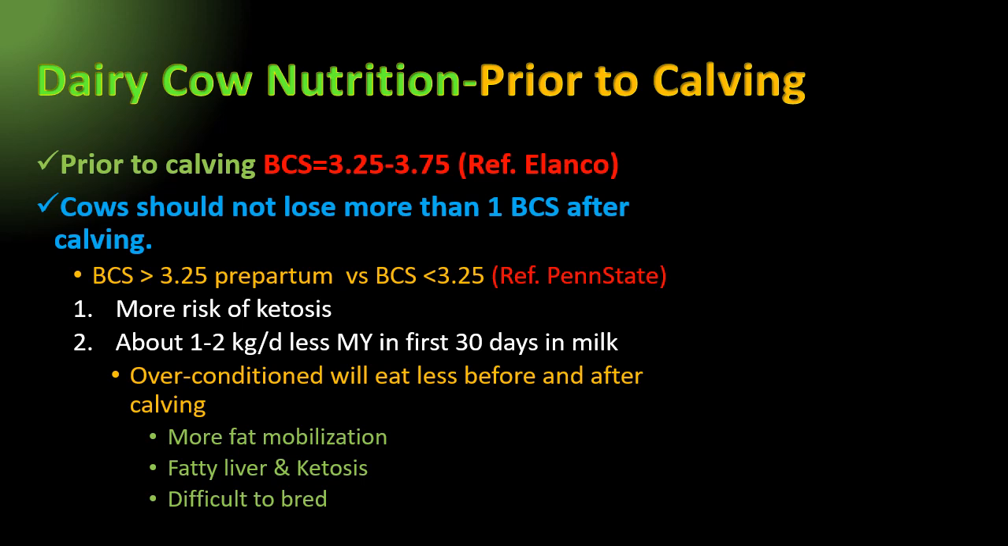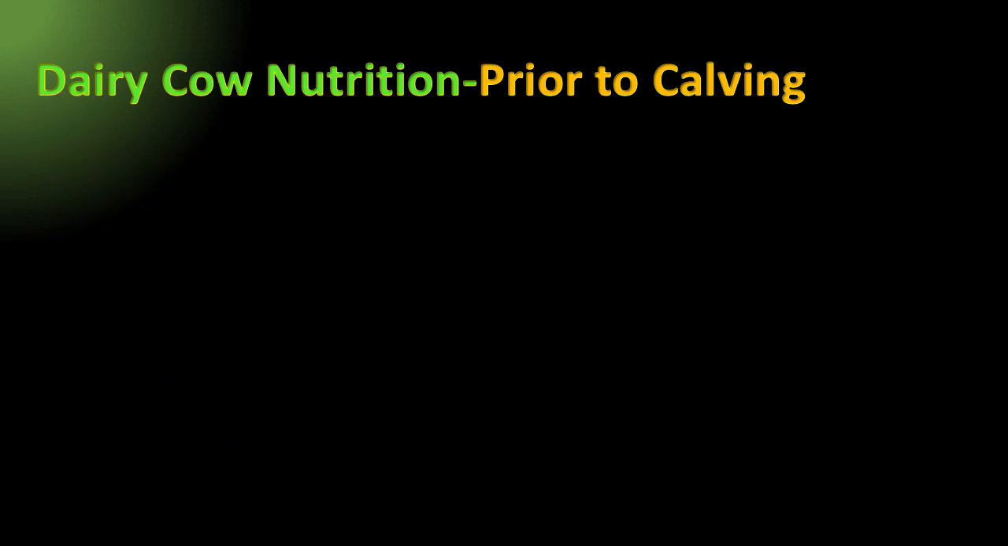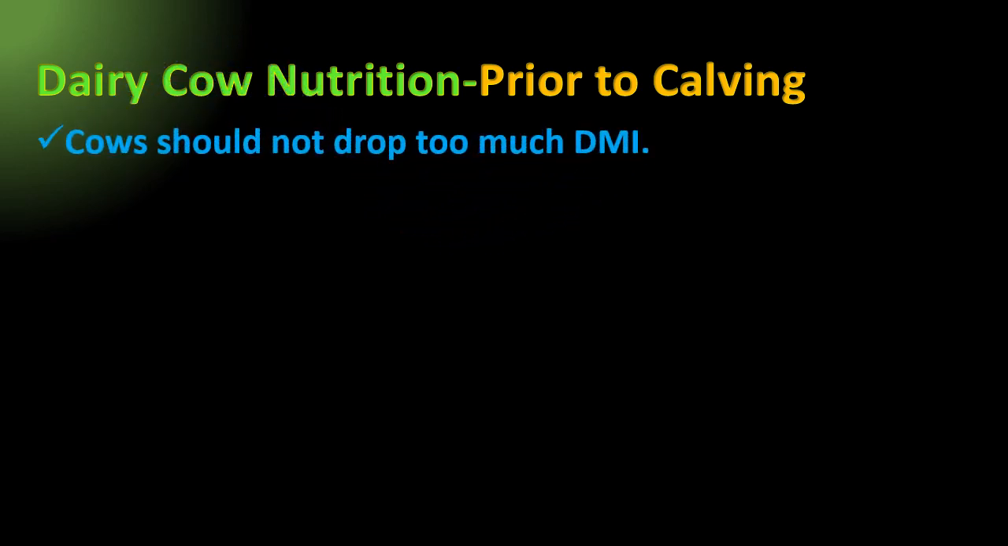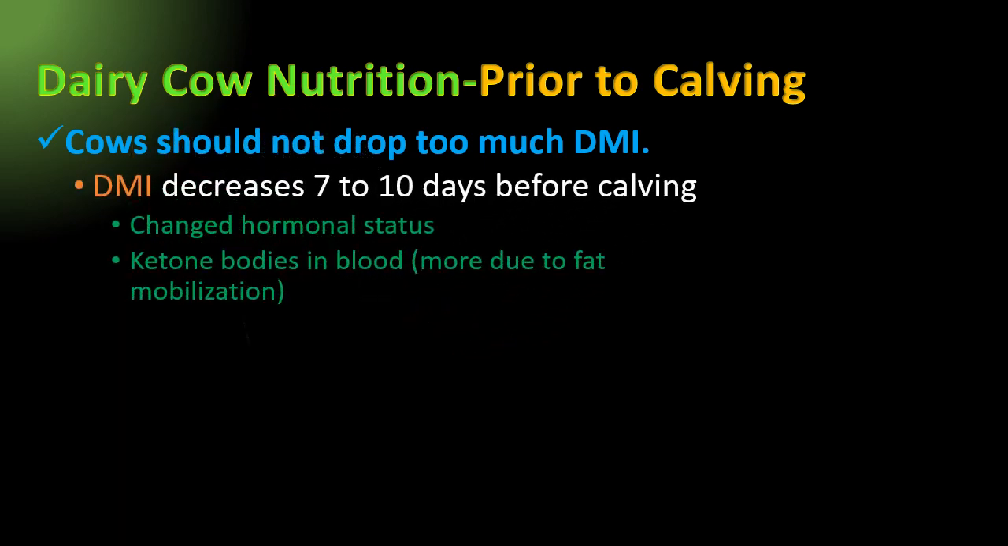If cows are becoming too heavy in late lactation, the energy content of the diet should be reduced at that time. Prior to calving, cows should not drop too much dry matter intake. Dry matter intake decreases 7 to 10 days before calving. That is also related to the changed hormonal status of the animal; ketone bodies in the blood usually increase as the cow begins to use body fat, and there is immune suppression, definitely due to stress caused by a large calf inside the animal's belly.